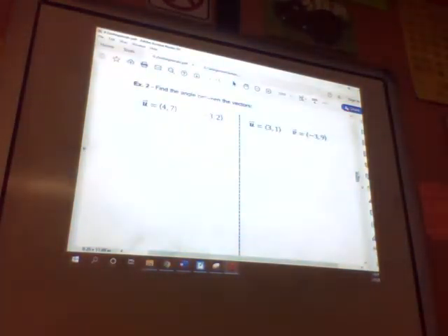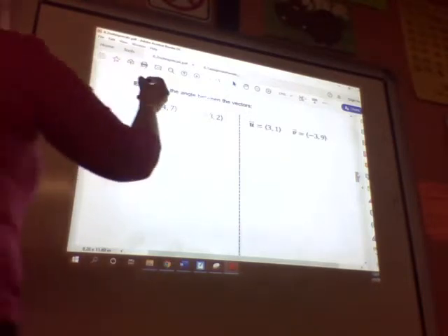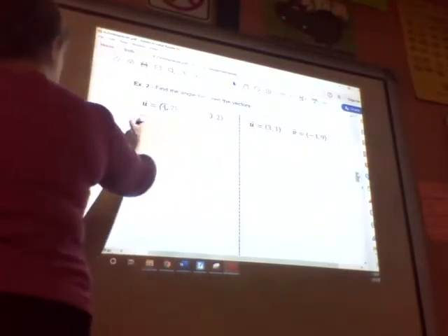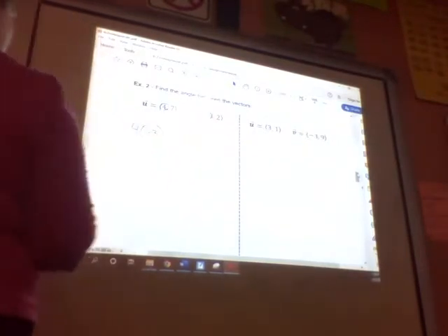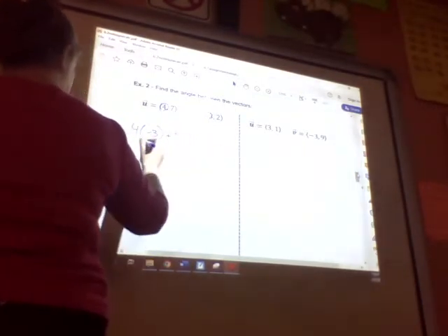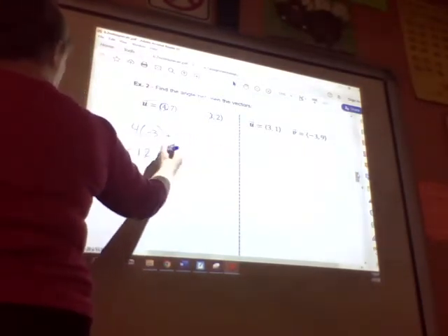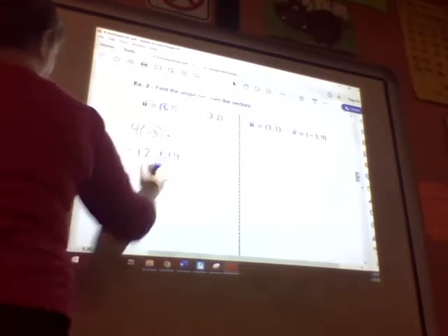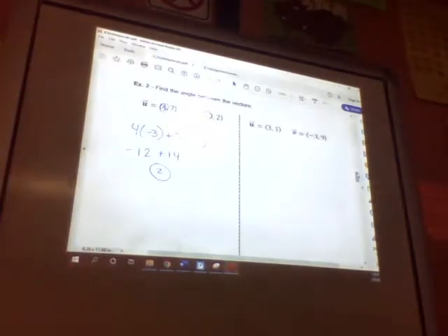Okay, so anyway, we're going to find the angle between these two vectors, which means that we need to do the dot product and we need to find magnitudes of all of the things. So let's start with the dot product because that's the new thing today. That means that I need to multiply the x components, so 4 and -3, and then add it to 7 times 2. -12 plus 14 is 2. So 2 is our dot product.